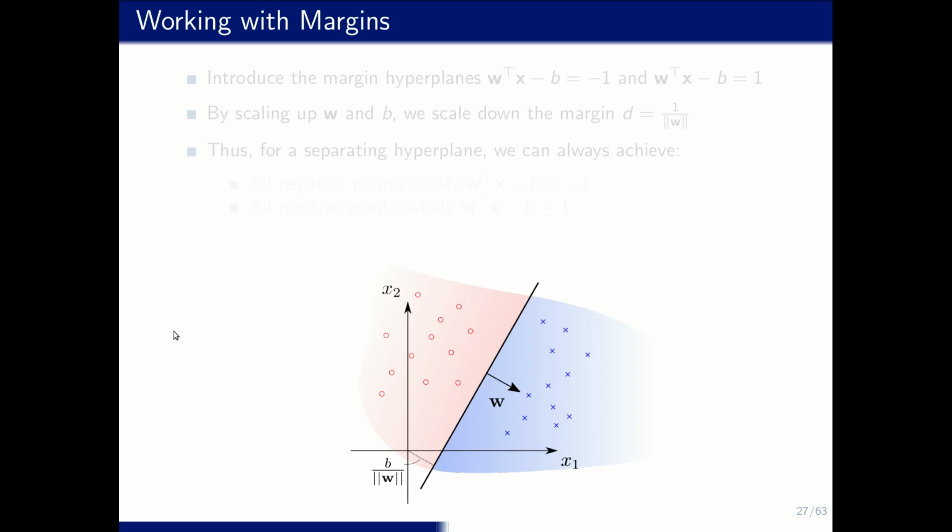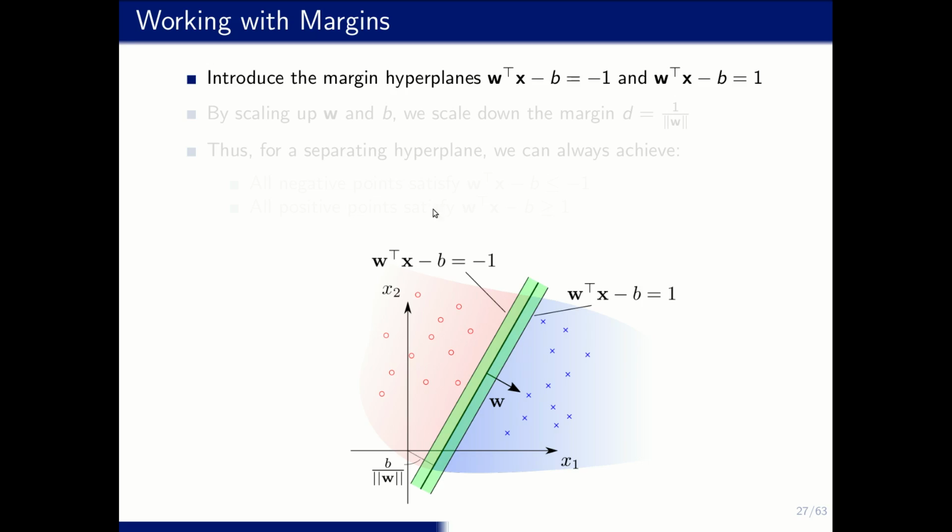So let's try something else, and let's work with these margins. Here we have our hyperplane. This is not the max margin hyperplane, but any separating hyperplane. This is w transposed x minus b equals 0. This is the hyperplane. And now we introduce two hyperplanes, the so-called margin hyperplanes, specified by w x minus b equals -1 and w x minus b equals +1.